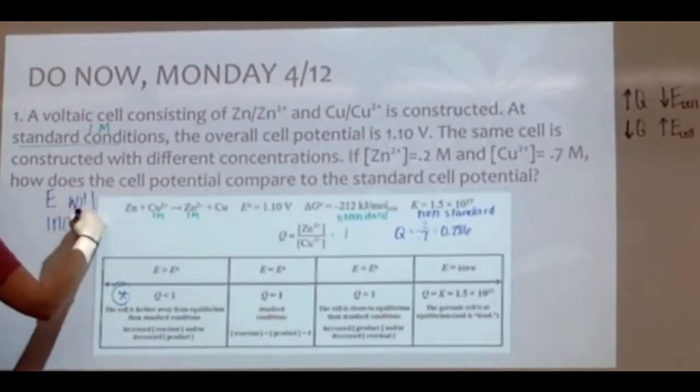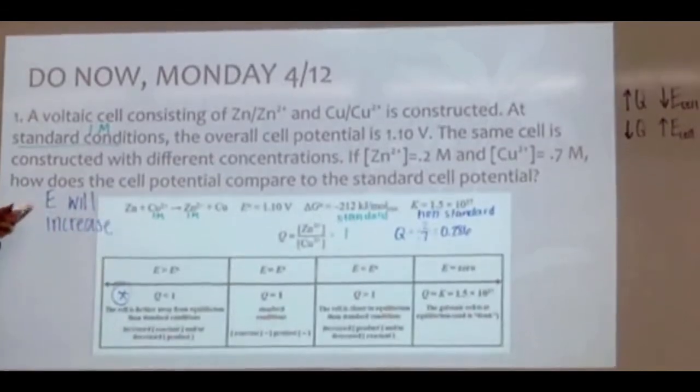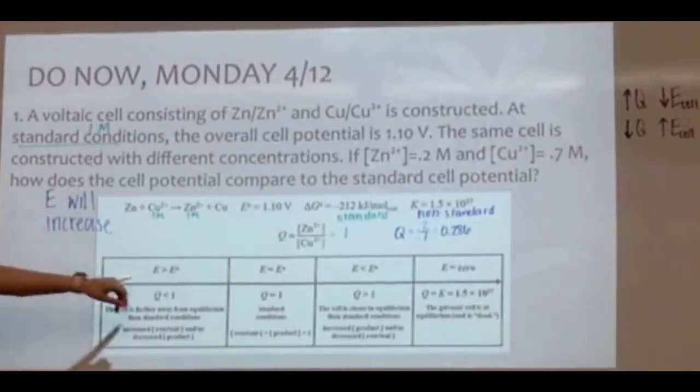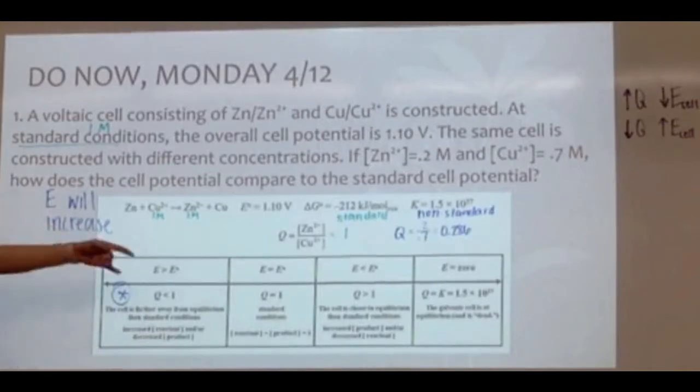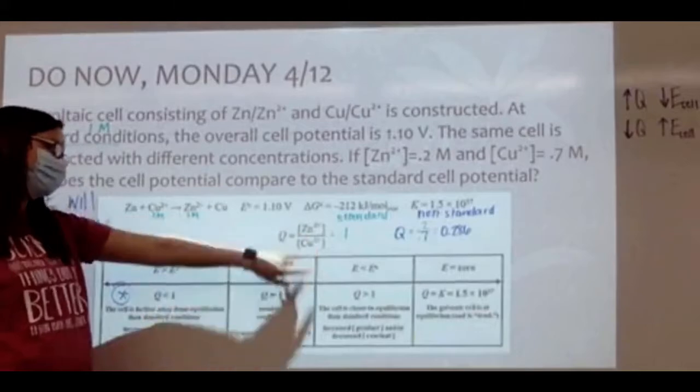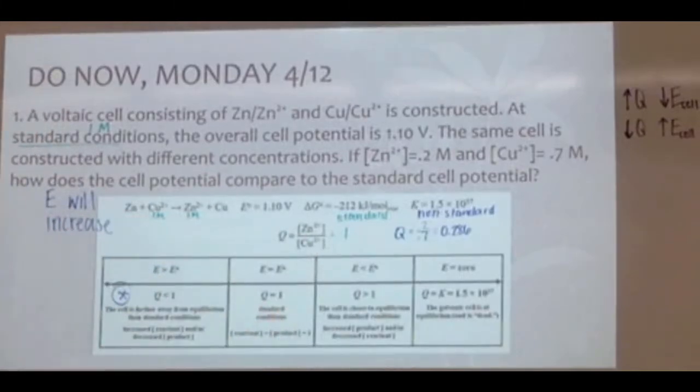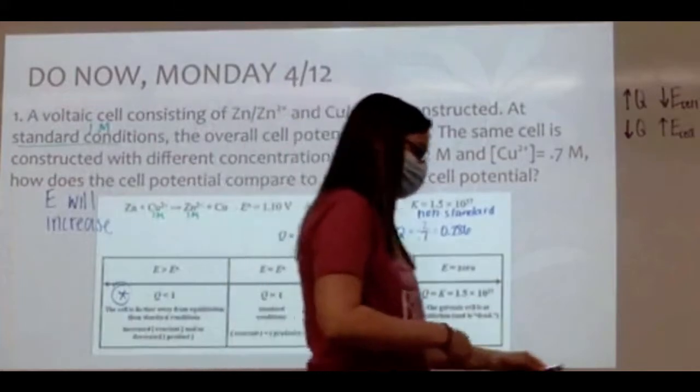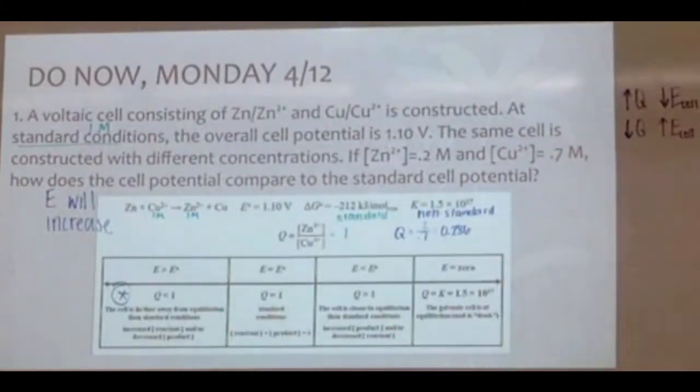Notice it's just E and not E naught. E is cell potential at any conditions. E naught is only if you're at standard. When Q equals 1, your cell potential equals your standard cell potential. But since Q is less than 1 here, the cell is farther away from equilibrium, and so your cell potential will increase in order for the cell to run longer, to increase Q until eventually Q equals K.